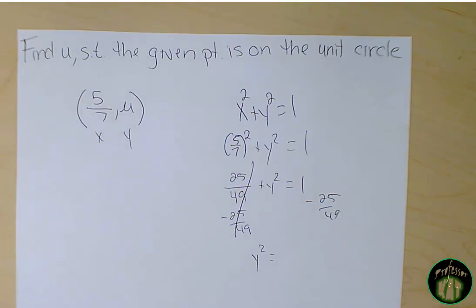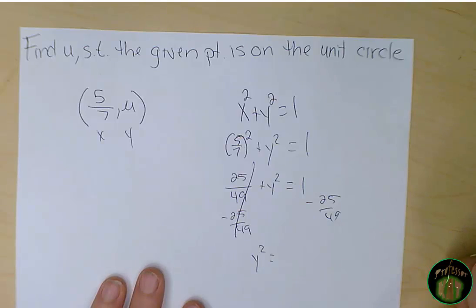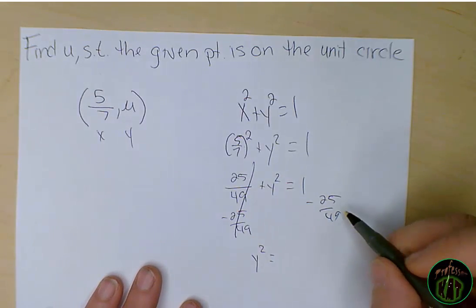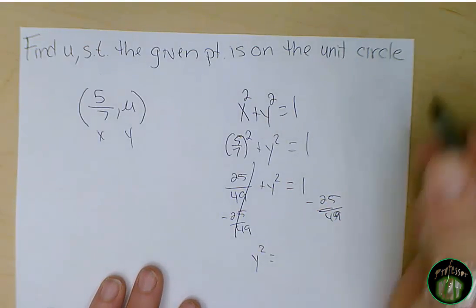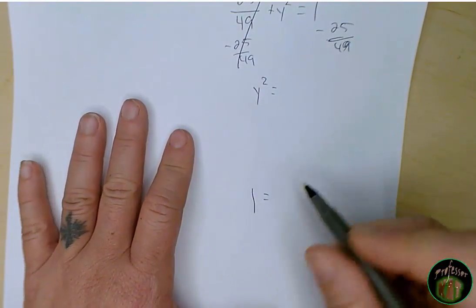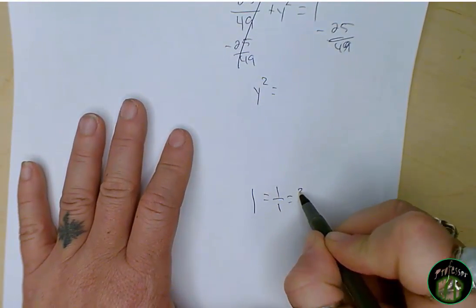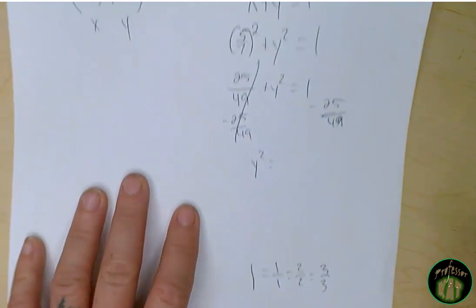And y squared is equal to, I'm going to turn the number 1 into a fraction that's going to allow me to subtract this easily here. We have the fraction 25 over 49. Remember, we can take the number 1 and convert it into any other fraction. 1 is 1 over 1, 2 over 2, 3 over 3, and so forth. All of these are equal to 1.